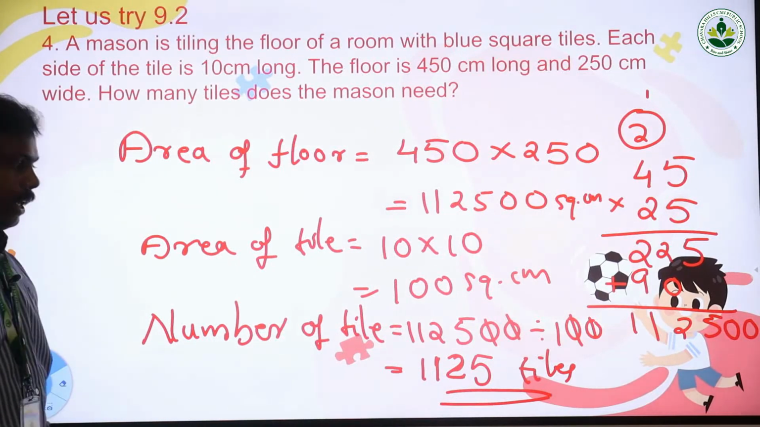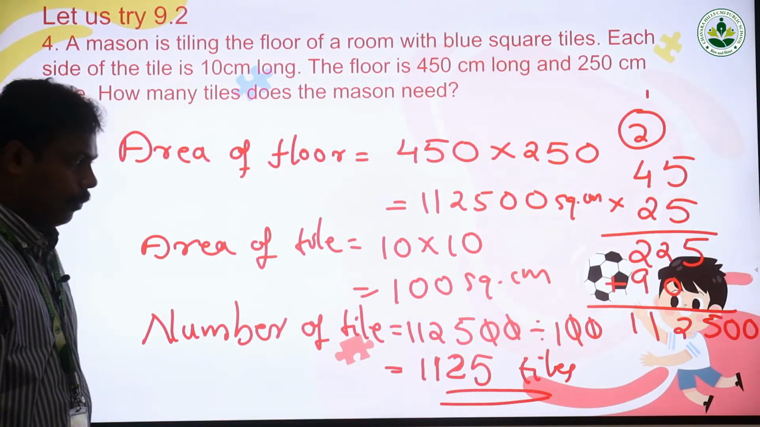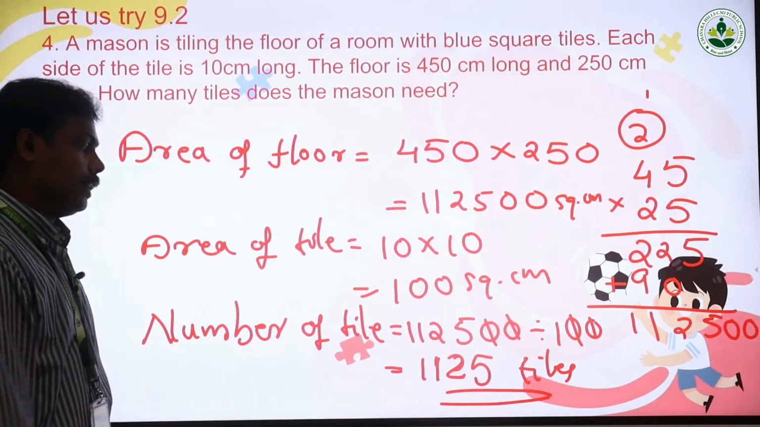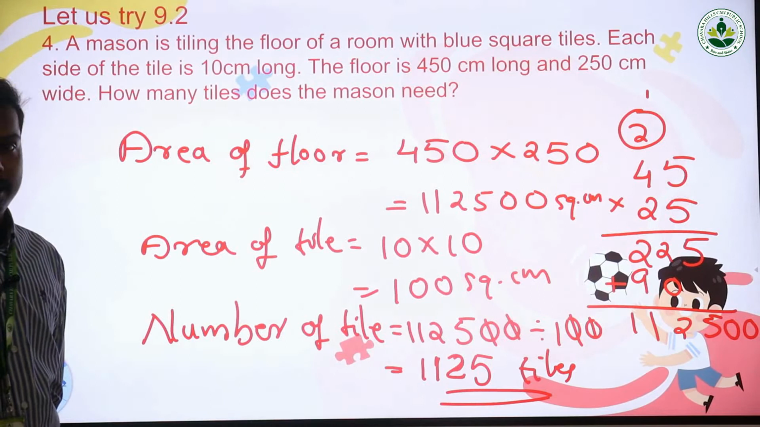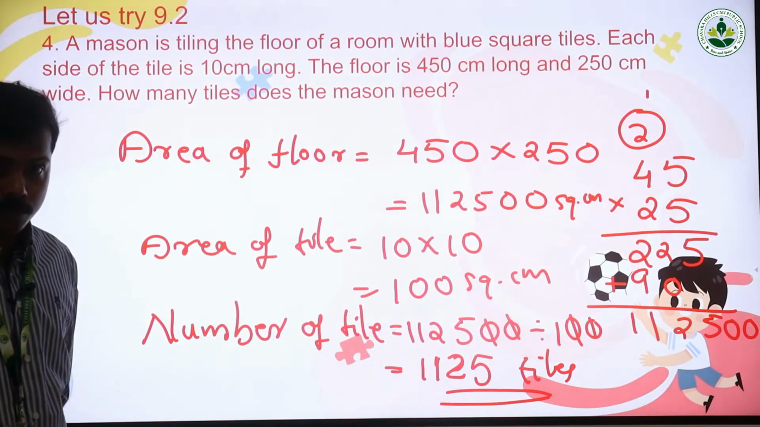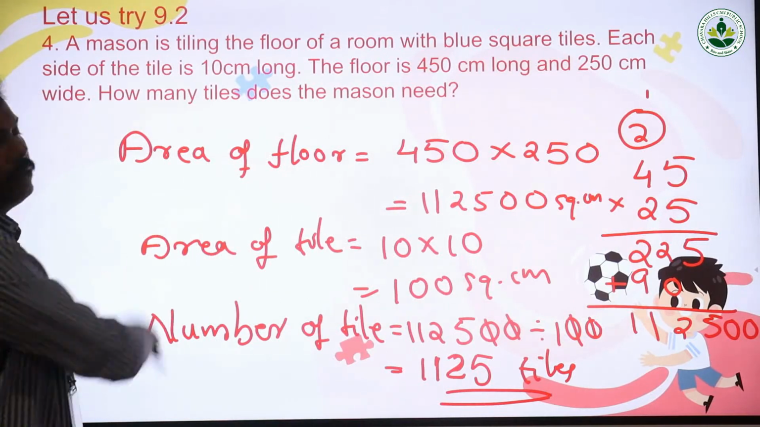And when we divide 1,12,500 by 100, just cut the 2 zeros, the remaining number 1,125 is the number of tiles. We need 1,125 tiles to tile that floor.